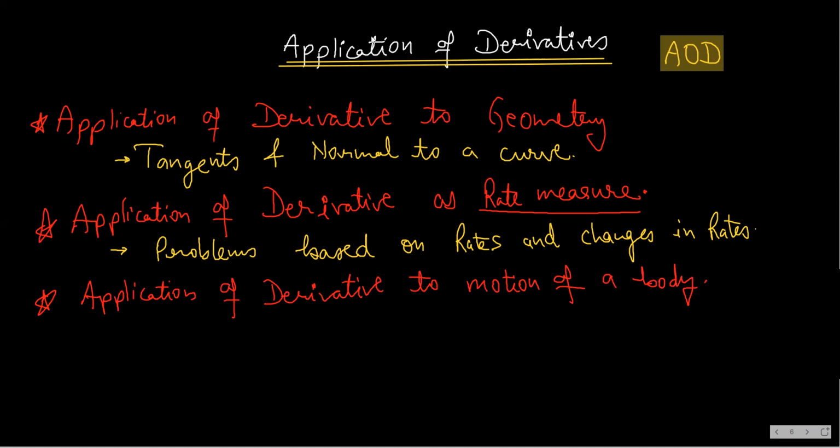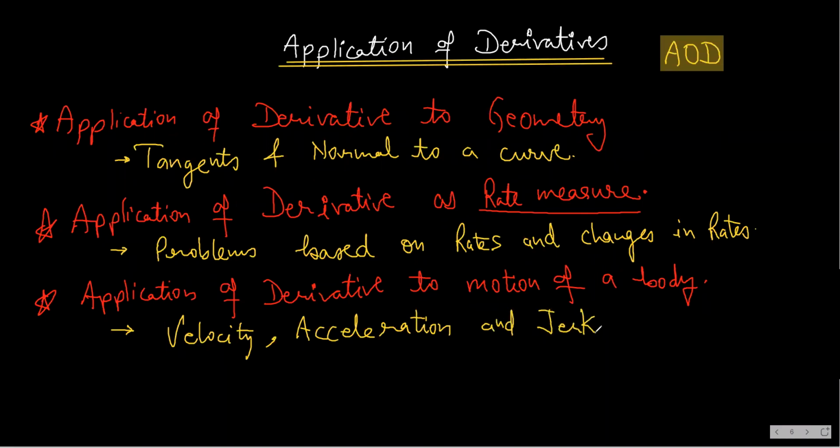We are going to apply this concept on velocity. You know what is velocity? Rate of change of displacement. Acceleration. You know what is acceleration? It is the rate of change of velocity. And jerk. What is jerk? Jerk is the rate of change of acceleration. So this covers one part of application of derivative.